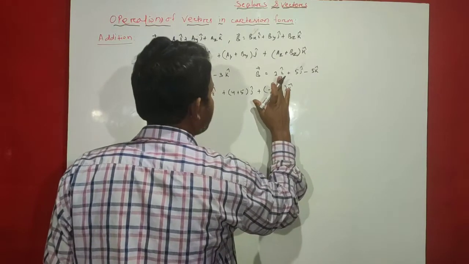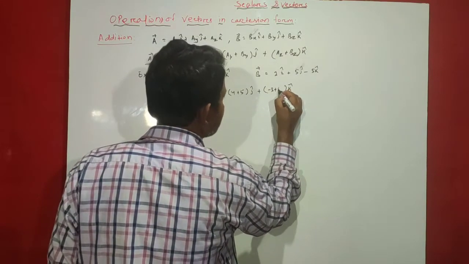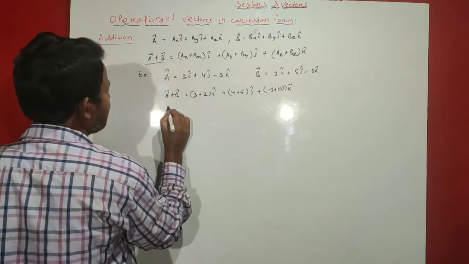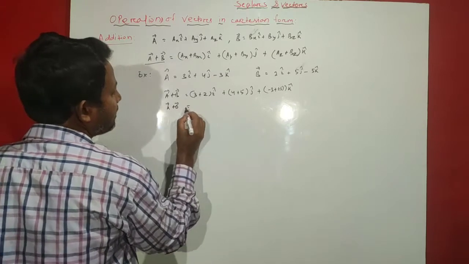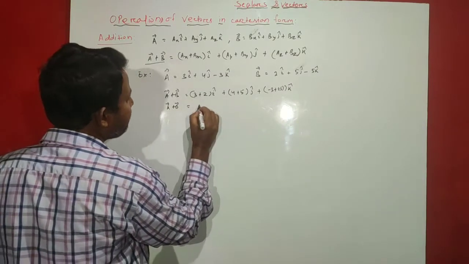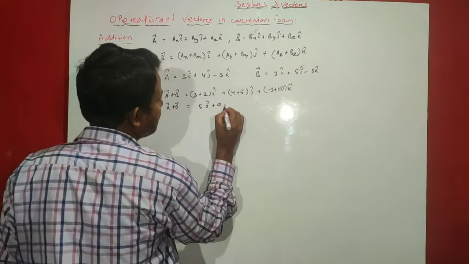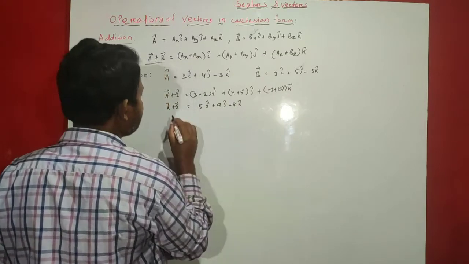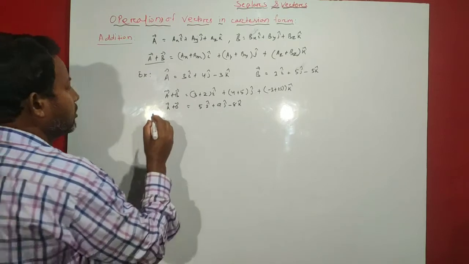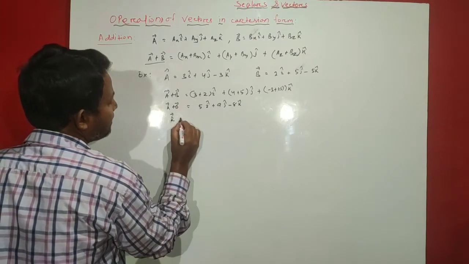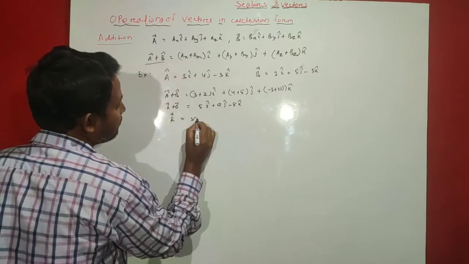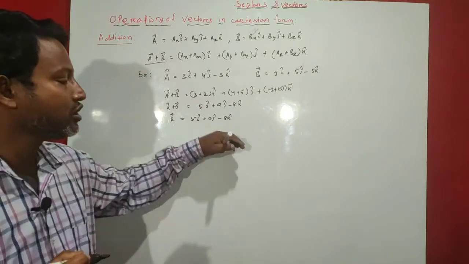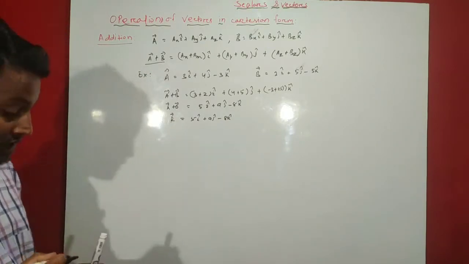We can also write minus 3 plus minus 5 k cap. Then we get a plus b is equal to 5 i cap plus 9 j cap minus 8 k cap. This is our a plus b vector, or say it is the resultant vector of a plus b. 5 i cap plus 9 j cap minus 8 k cap. We get another vector which is also in Cartesian form.